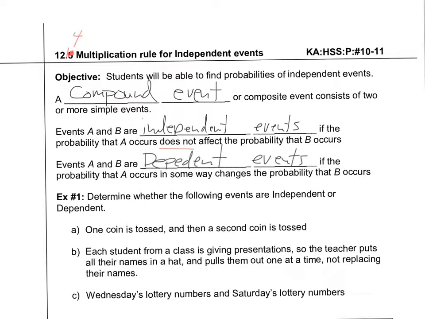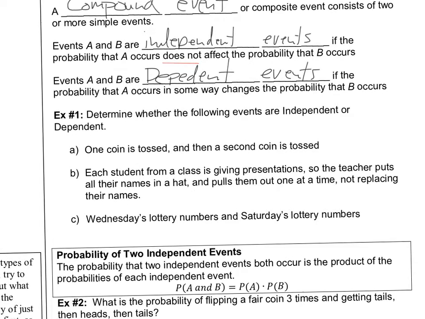Okay, so let's talk about this. Determine whether the following events are independent or dependent. And I'm just going to put an I or a D. Ready? So one coin is tossed, and then a second coin is tossed. Well, these two coins do not affect each other's outcome, and so these would be independent events.